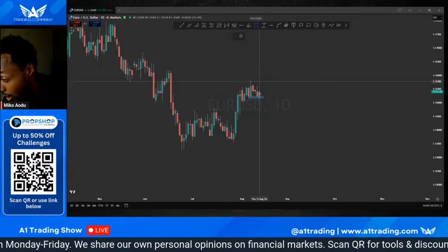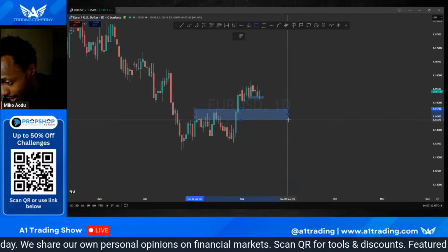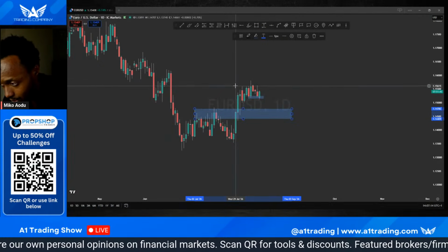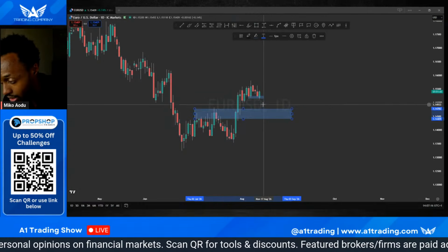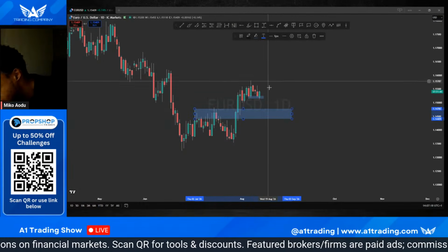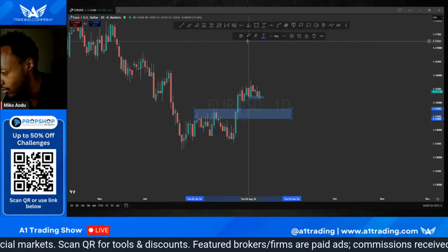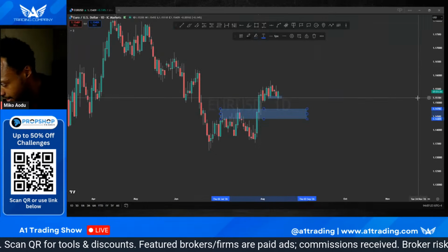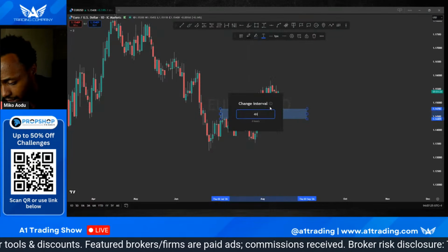That's really what I'm looking for, basically a push back into this region. So we had such a big break through that level. I'm looking to see if we can come back to retest that, and then maybe some buyers come back in, or maybe we break through. We'll find out in due course. But I am looking at some downside for Euro.